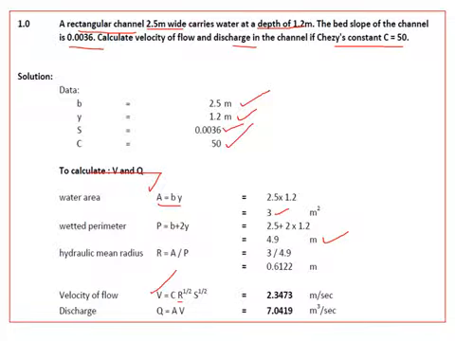Hydraulic mean radius is the ratio of water area to wetted perimeter, so the hydraulic mean radius is calculated. Substituting in Chezy's equation, V is equal to C root RS, so we get C multiplied by root of R, which is 0.6122, into S, which is 0.0036, which gives 2.35 meter per second. Similarly, the discharge is area into velocity, so that gives the discharge in meter cube per second. A very simple problem to start with: given the width and the depth of the flow, the longitudinal slope, and Chezy's constant, we are using Chezy's equation.